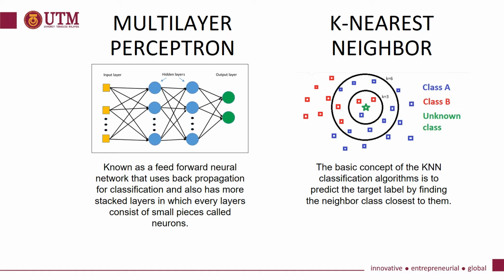Next, k-nearest neighbor, in which the basic concept is to predict the target label by finding the neighbor class closest to them. The implementation of KNN is based on 2 operators, which are the value of k that refers to the number of neighbors to consider and the distance measure used. The significant part in using the KNN method is choosing the right number of neighbors. It is essential in order to maintain the ability of the algorithm to make a classification accurately.